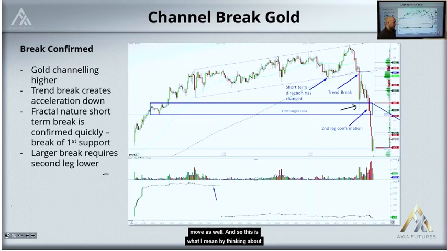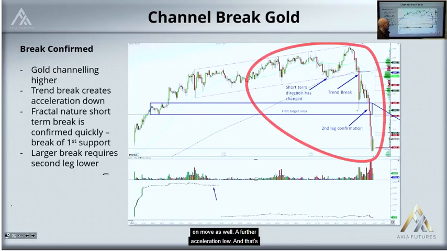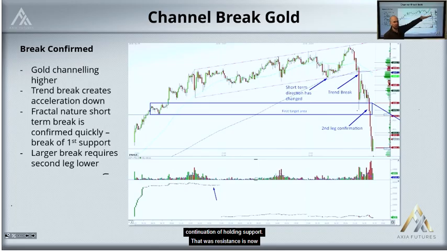And so this is what I mean by thinking about what you're trying to get when you play the break of the trend. So you play the break of the trend initially. This is a perfectly good move to go for. And that makes sense. That would be what you're looking for on a typical trend break, acceleration, liquidation type move. But once you break this low, which is also a previous support area, you can then look for the follow-on move as well, a further acceleration lower. And that's what you then get here. Because now anybody buying the trend and hoping that they've got away with it on the dip is wrong. Anybody buying the support thinking, yep, this is just a continuation of holding support that was resistance, is now wrong. Everybody's essentially a seller at this point.